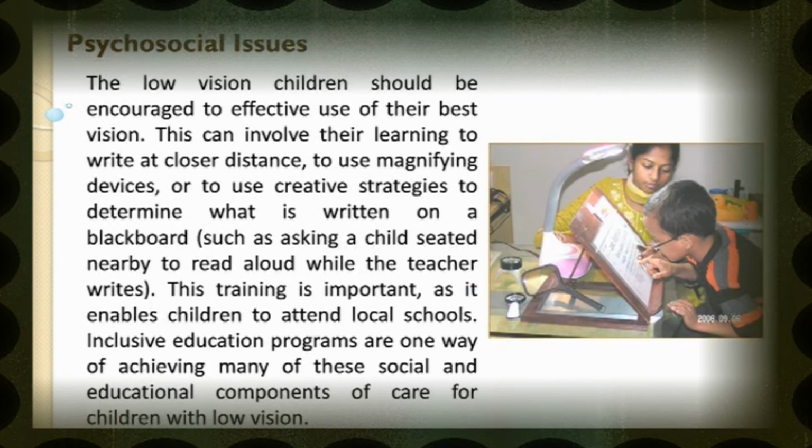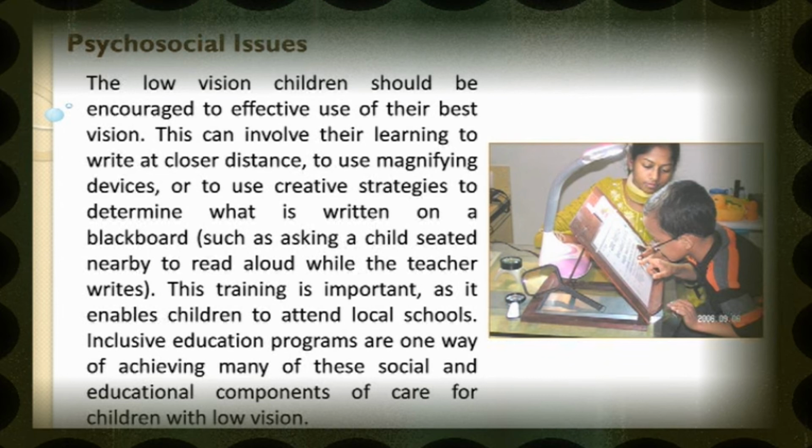The low vision children should be encouraged to make effective use of their best vision. This can involve learning to write at a closer distance, to use magnifying devices, or to use creative strategies to determine what is written on a blackboard, such as making a child seated nearby read aloud while the teacher writes. This training is important as it enables children to attend local schools.